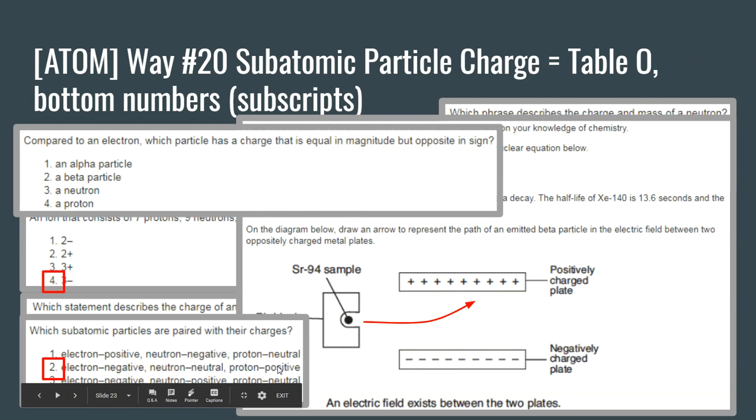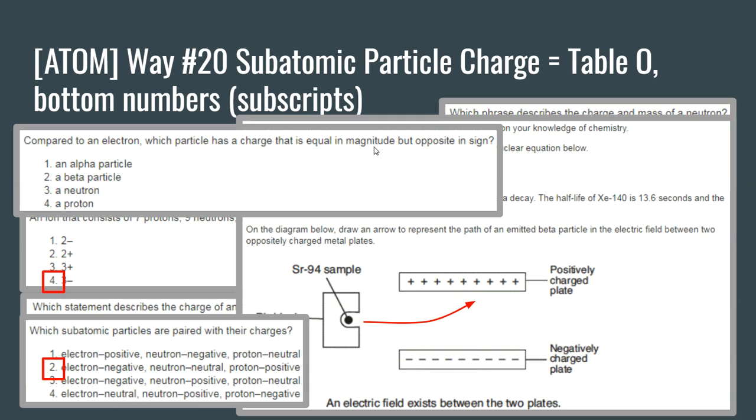Last problem. Compared to an electron, which particle has a charge that is equal in magnitude but opposite in sign? Don't be confused by the word magnitude. Magnitude just means value. So 1, 2, 3, 4, 5, whatever. And it's asking for which particle has a charge that is equal in value to an electron, but opposite in sign. So we need to know what the charge of an electron is in order to answer this problem. Think about what the answer is.